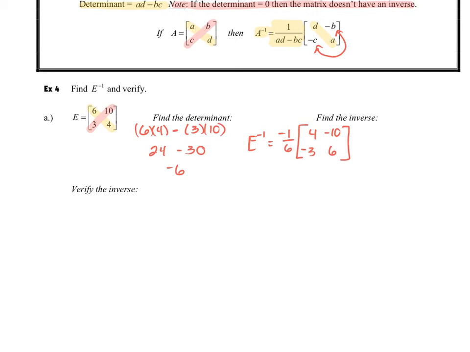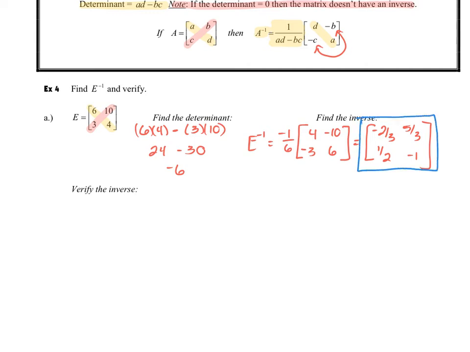Now, I'm just going to treat this like a scalar like we saw in the other video. So I'm going to take that -1/6, distribute it to every element, and then of course simplify. So as I distribute that -1/6 all the way across, I'm going to get a -2/3. I'm going to get a 5/3. I'm going to get a +1/2, and I'm going to get a -1. So this matrix right here is my inverse.